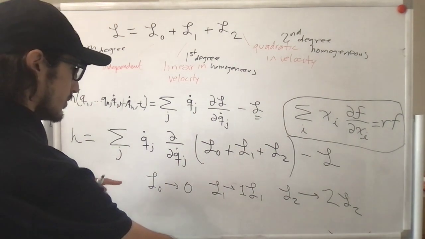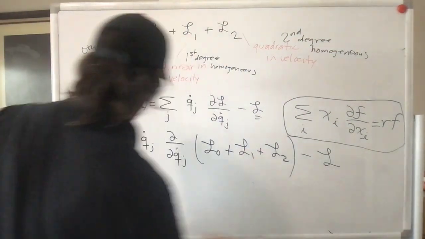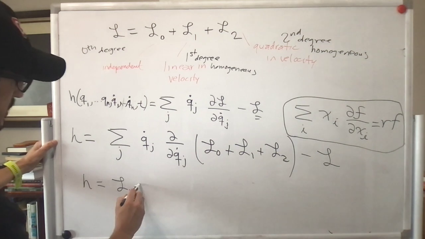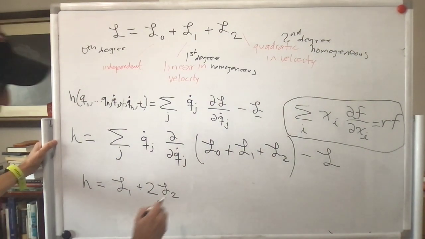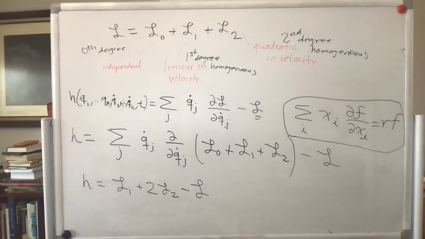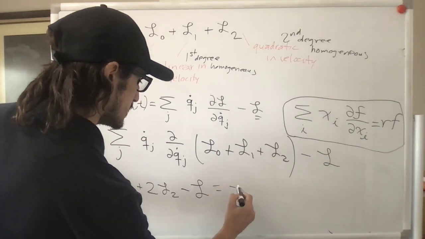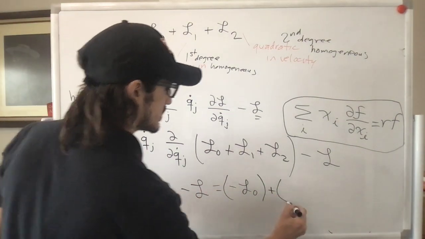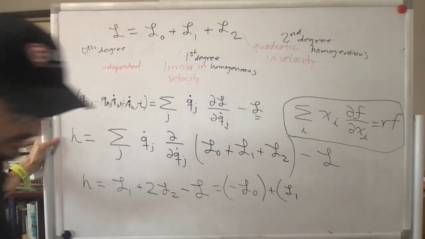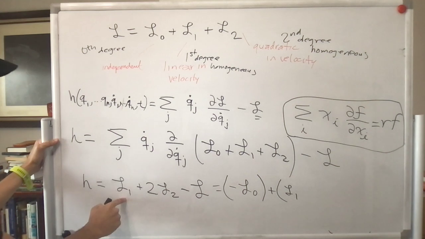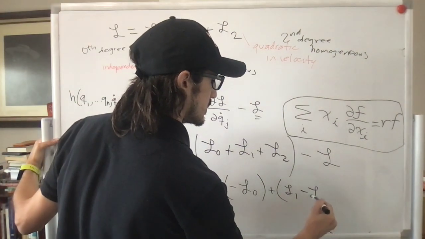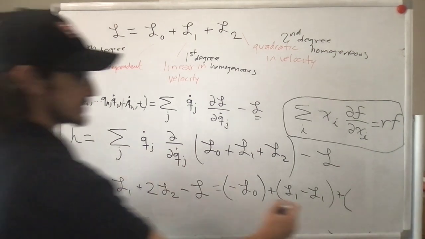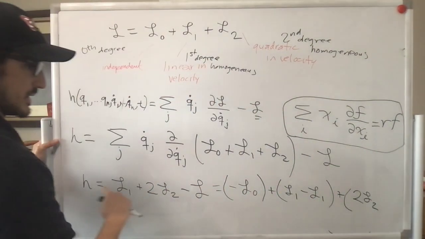Okay. So then this h is equal to L1 plus 2L2 minus L. So this is equal to minus L0, which we get from this one, plus L1, this one, minus an L1 from here. And then for the L2s, we have 2L2 minus this L2.